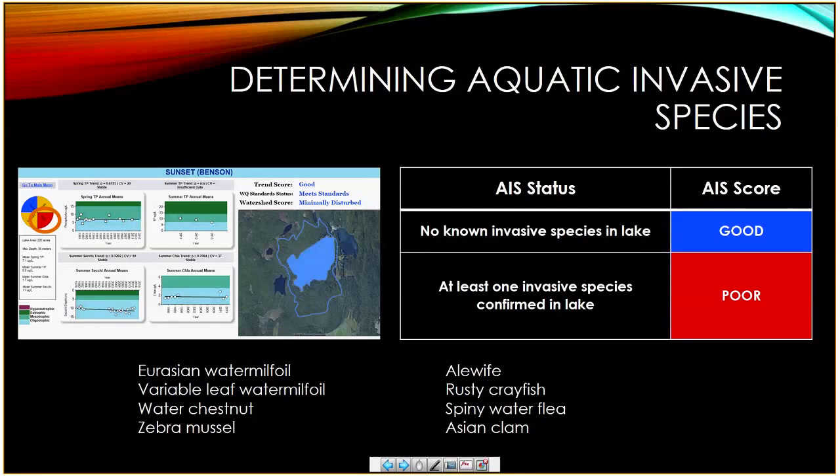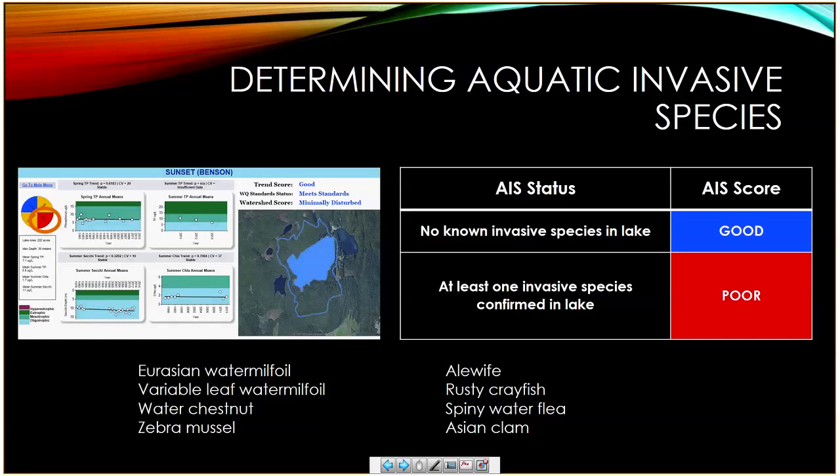For aquatic invasive species, which is the lower right quadrant on the Secchi icon, we are doing for the scorecard presence-absence. If you have no known invasive species in your lake, the quadrant is colored blue. If you have at least one invasive species, the color is going to be red. And the list of species that you see here at the bottom of the screen, the two milfoil species, water chestnut, alewife, spiny water flea, those are the ones that we evaluated for this quadrant.